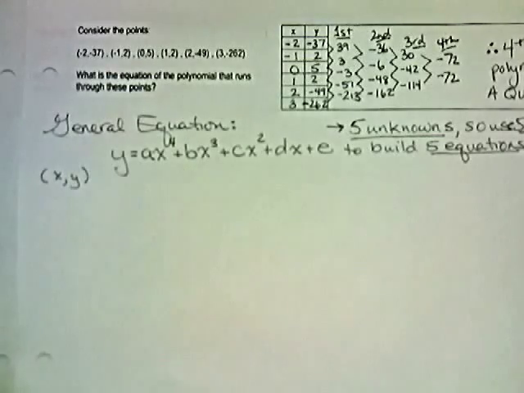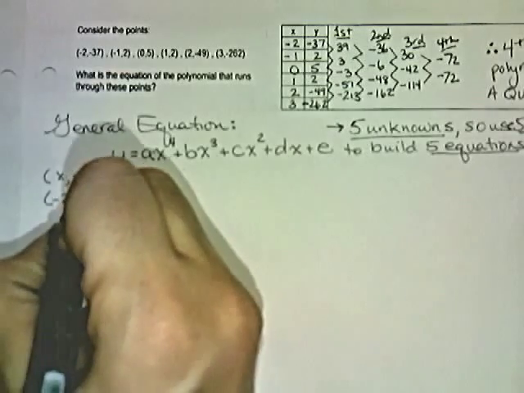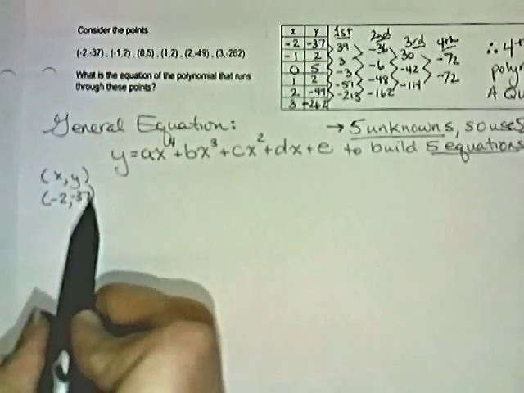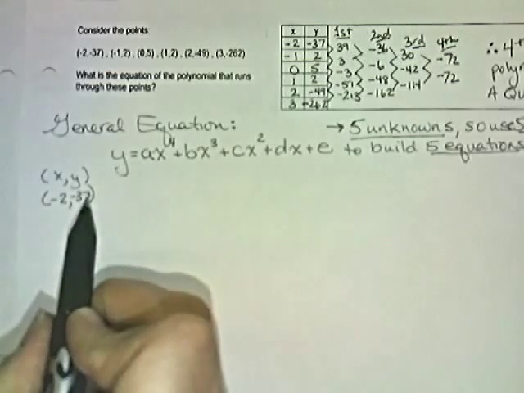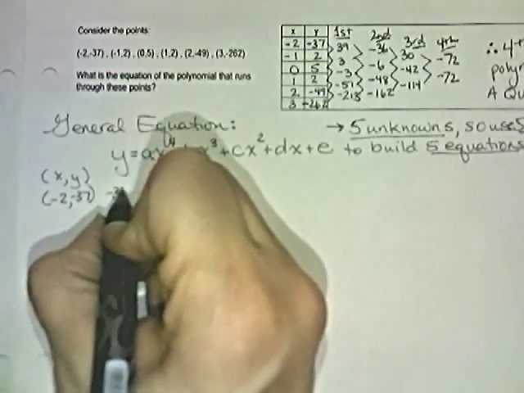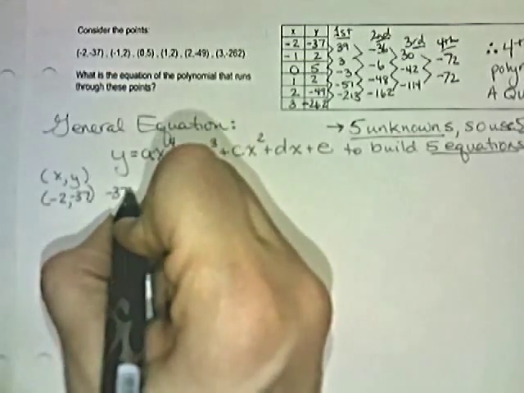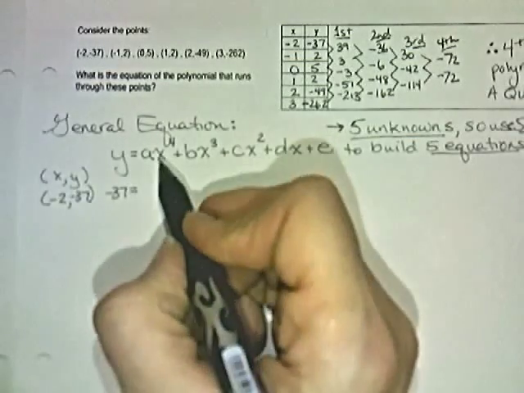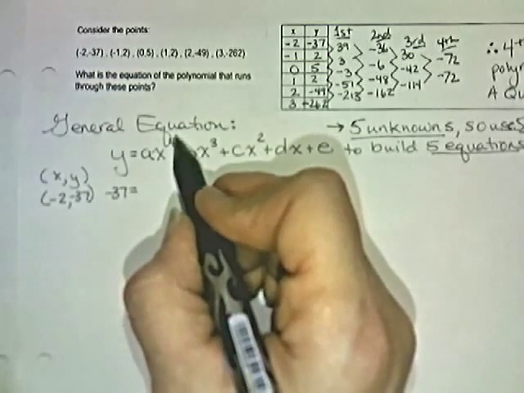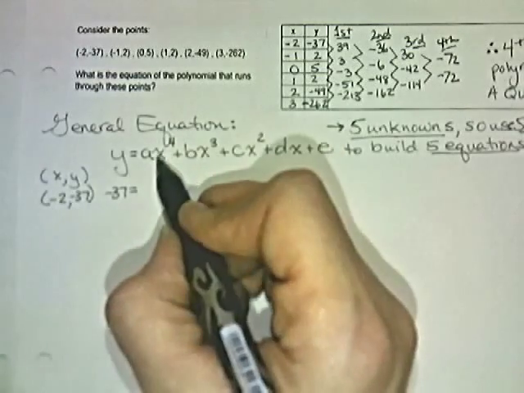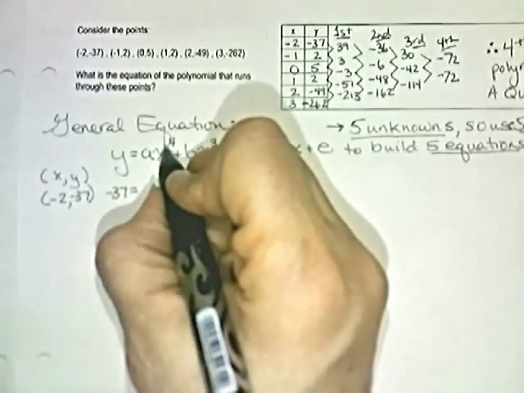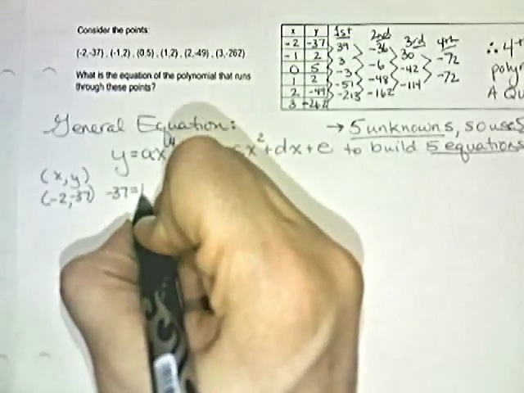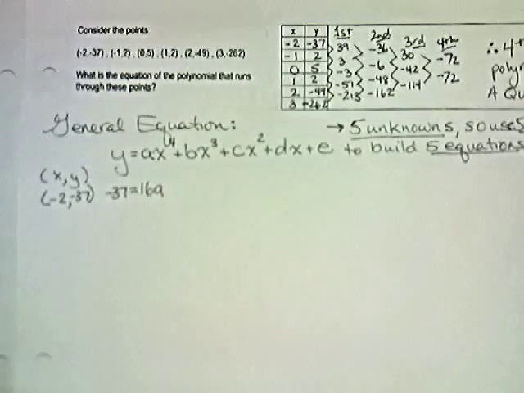And so I will use my XY pairs. The first XY pair I have is -2 and -37. Of my XY pair, my Y value is -37, so I would substitute it in: Y is equal to, and then this -2 is my X value. My X value is going to be to the exponent 4. So -2 to the exponent 4 is going to be 16. A times 16, we would more be apt to write 16A.